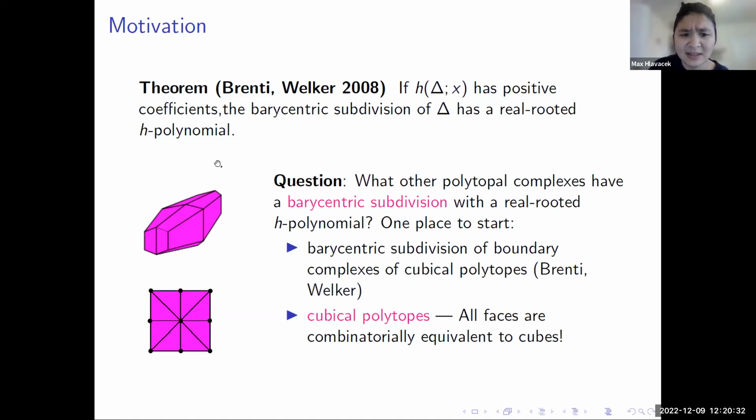Does anyone have any questions about the main question that we're going to talk about in this talk? A quick question: what is barycentric subdivision?